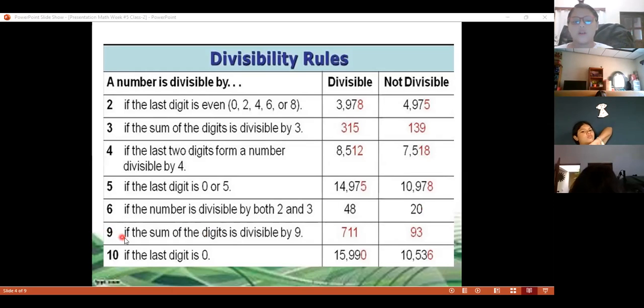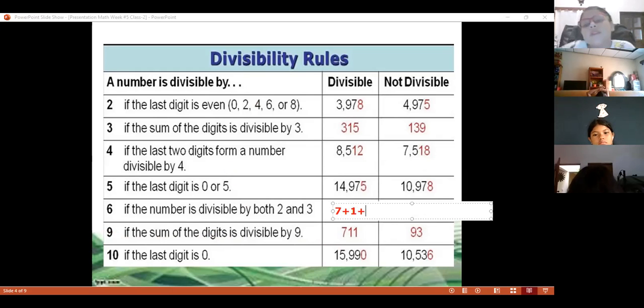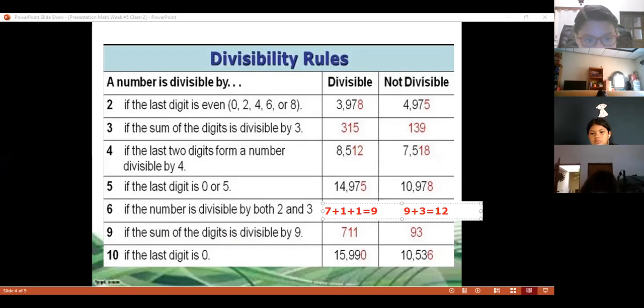What about number 9? A number is divisible by 9 if the sum of its digits is divisible by 9. This is like rule number 3, where you need to add. 711: you check by adding 7 plus 1 plus 1. What is the answer? 9. And 9 is on the table of 9? Yes. Now 93: you add 9 plus 3. What is the answer? 12. Is 12 on the table of 9? No, so this number is not divisible.